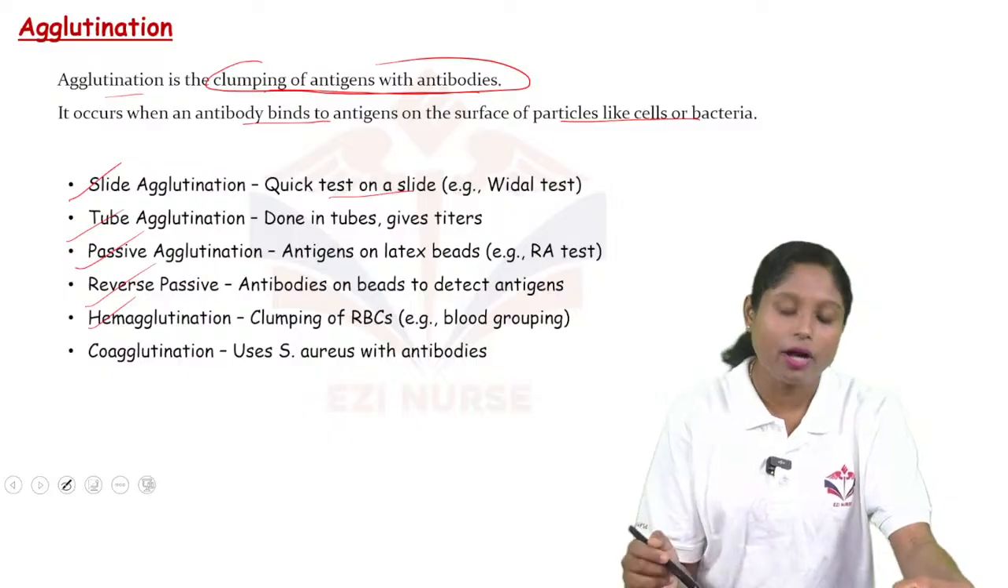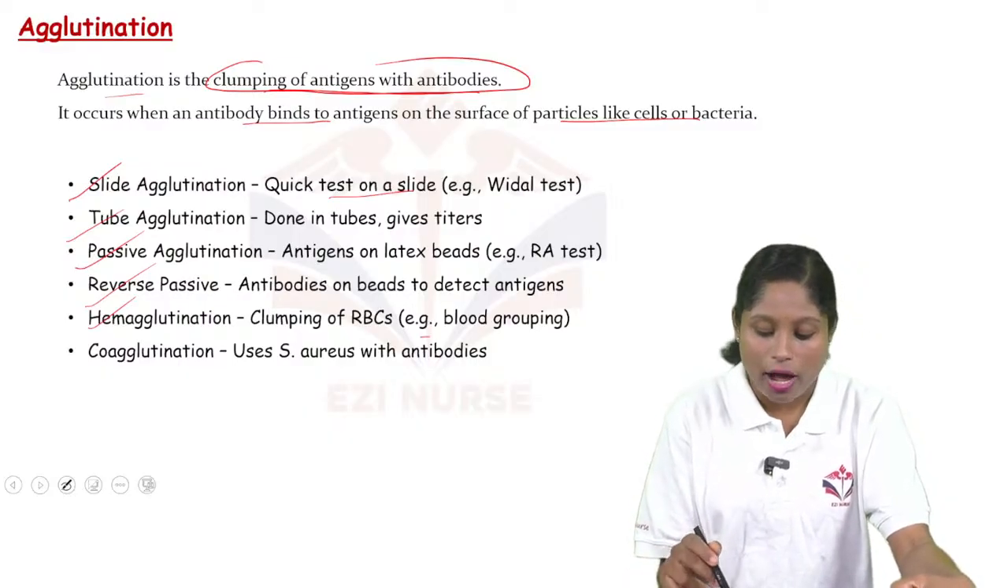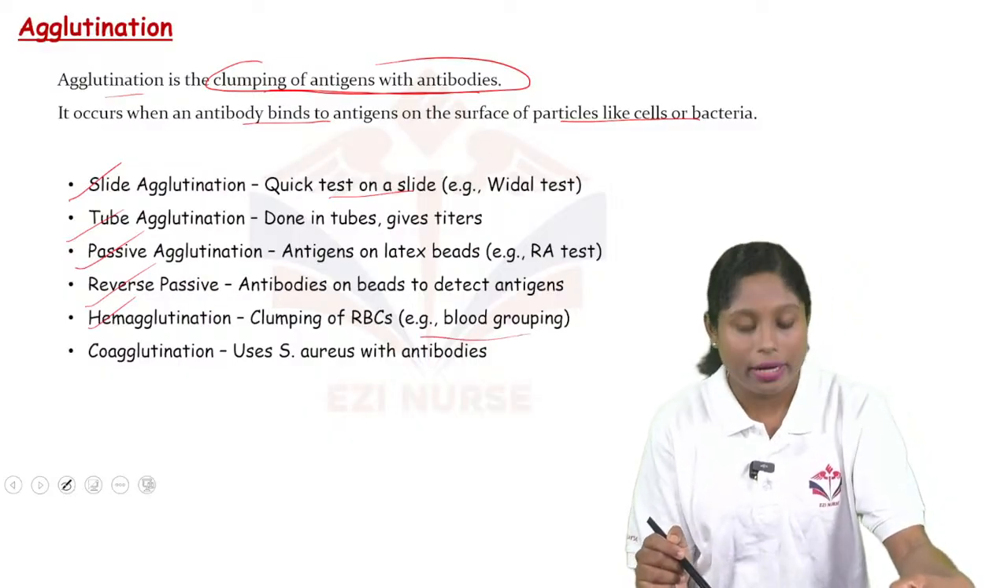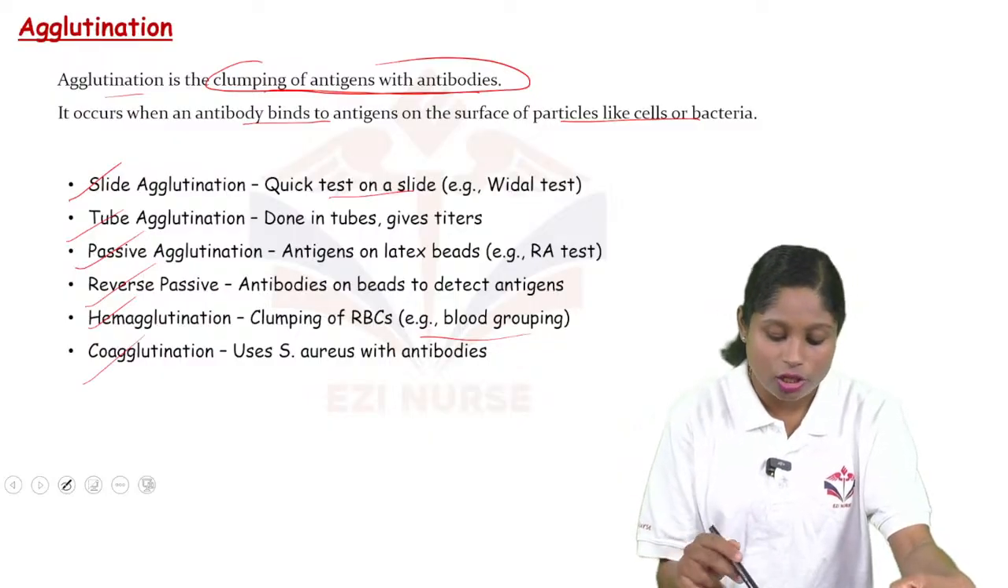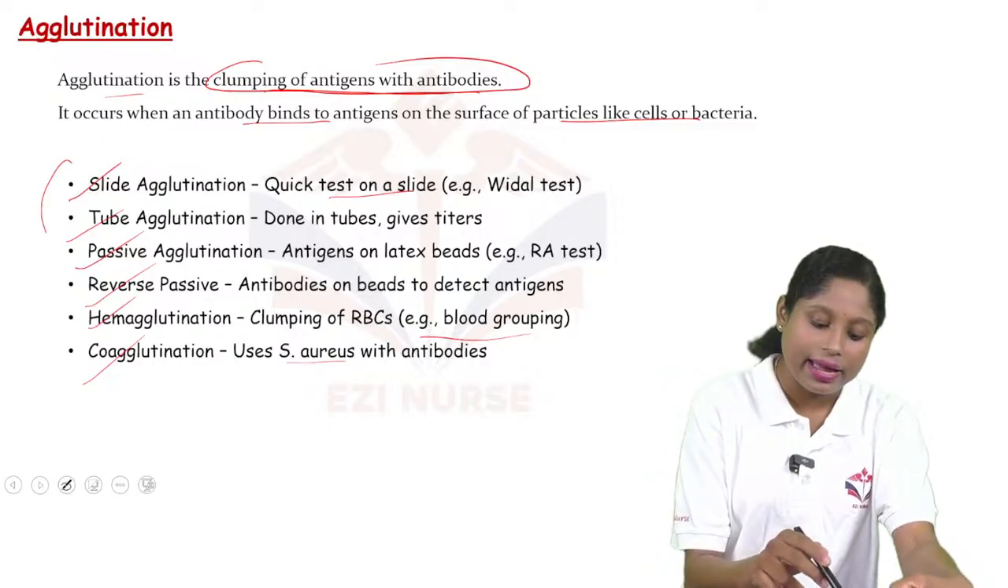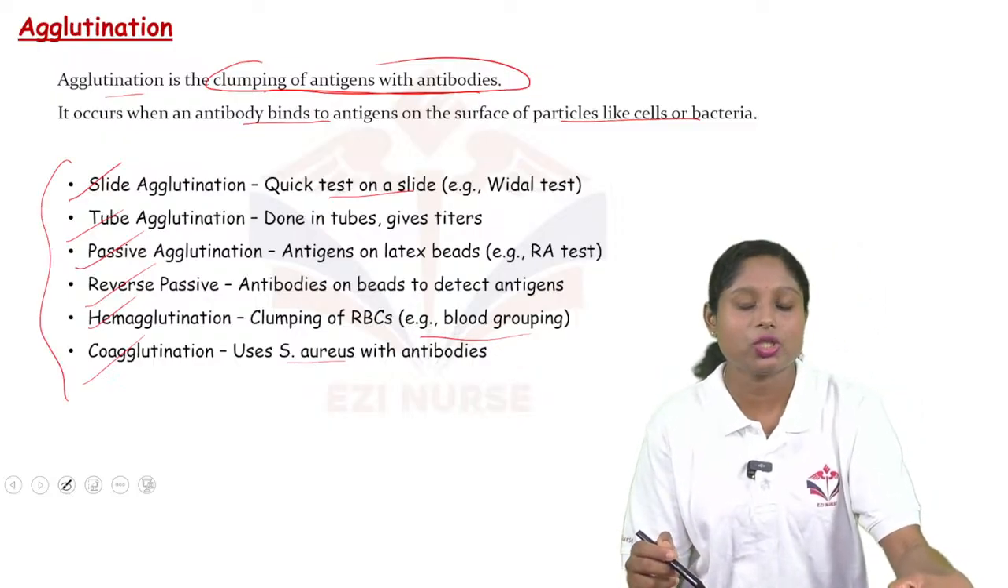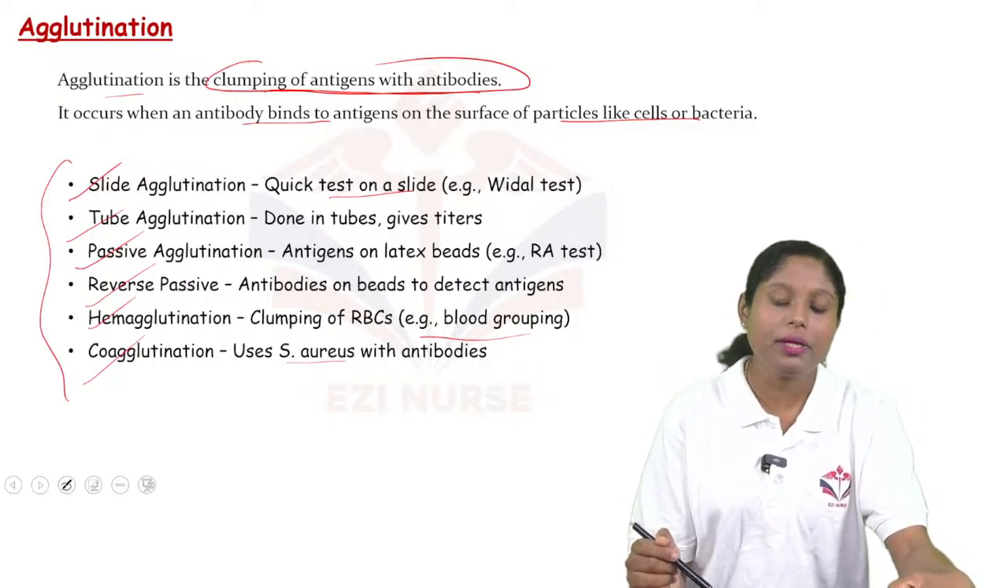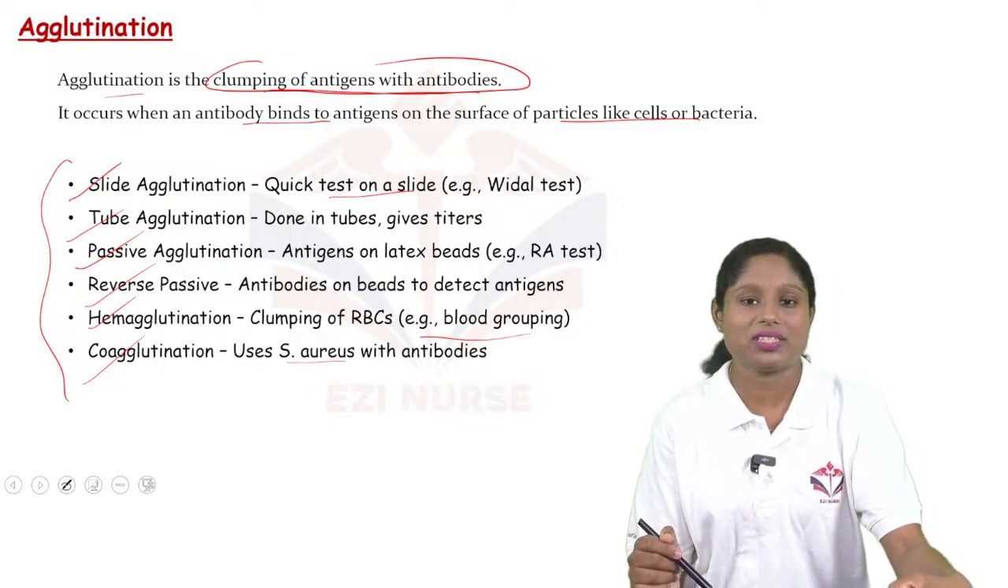Reverse passive agglutination uses antibodies on beads to detect antigens. Hemagglutination is the clumping of RBCs, for example in blood grouping. Coagglutination uses Staphylococcus aureus with antibodies. So these are the examples or types of agglutination, the process, where there is clumping of antigens with antibodies.